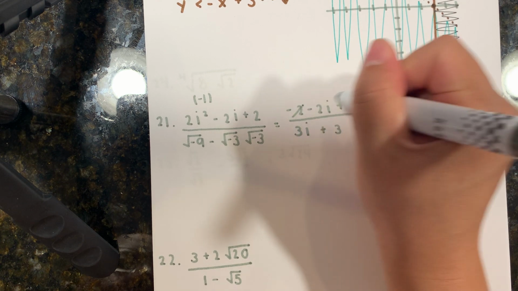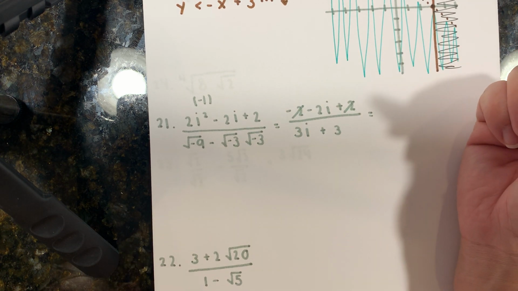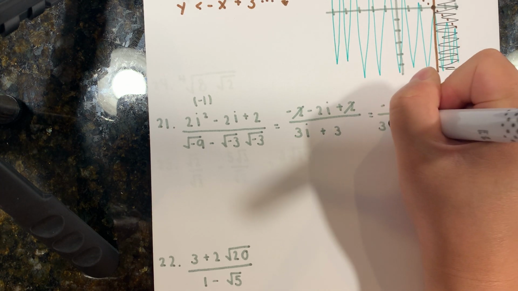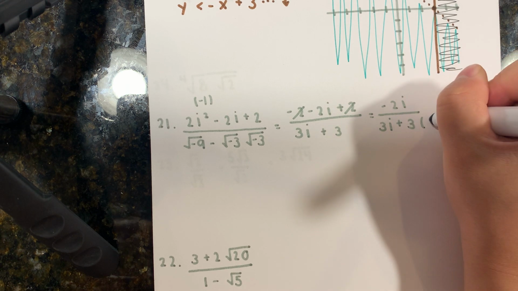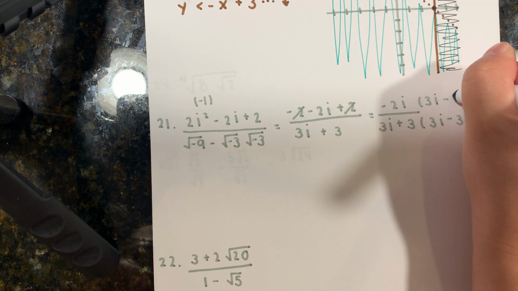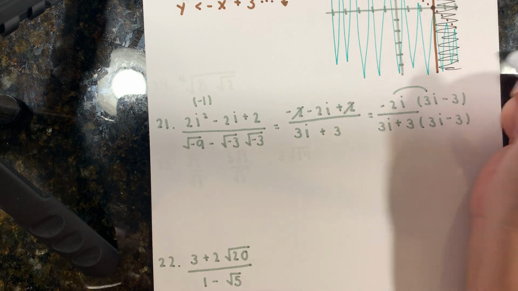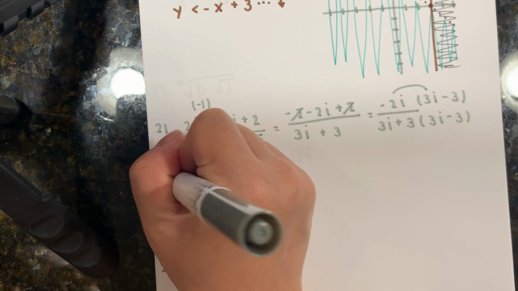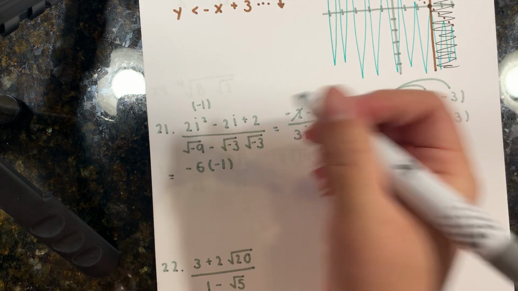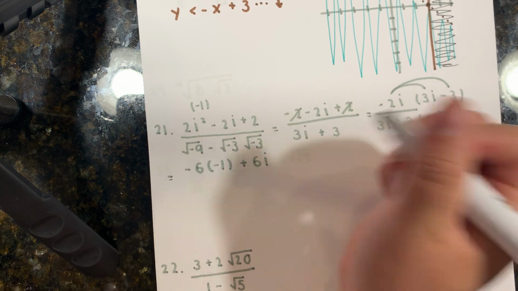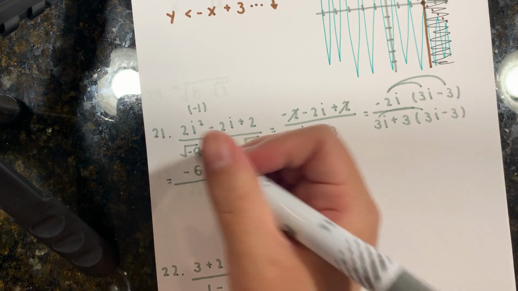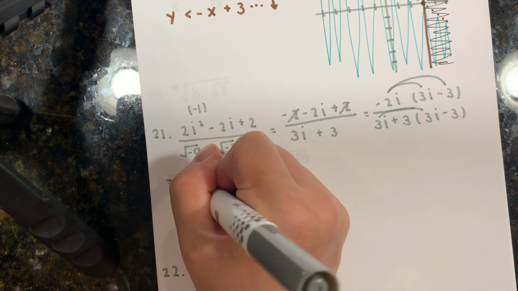In the numerator, my 2's are actually going to cancel. So really, I just have negative 2i over 3i plus 3. I'm going to multiply top and bottom by 3i minus 3. You just need to flip one of the signs and distribute. So that would become negative 6i squared, which would be negative 6 times negative 1. And then negative 2 times negative 3 is going to be plus 6i over 3i times 3i would be 9 times negative 1.